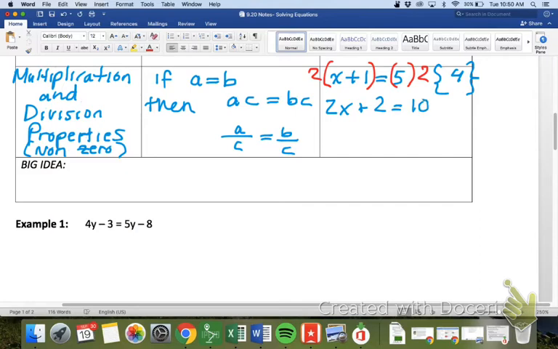If you think about what happens if I plug in 4 to this equation, I get 2 times 4 plus 2 equals 10. Is that true? 2 times 4 is 8, plus 2 is 10. So that works out, right? So the big idea behind these properties of equality is that these properties preserve equality.